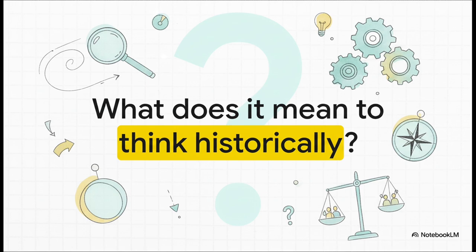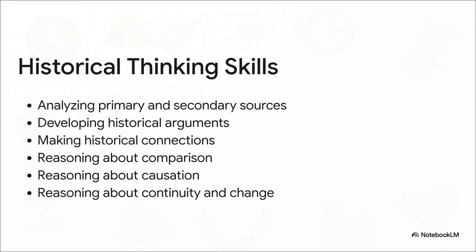It's about developing a powerful set of analytical lenses that let you look at the past and interpret it in a sophisticated way. This right here, this is your historian's toolkit. These are the actual skills you need to master. Can you look at a primary source and figure out its perspective, its purpose, its bias? Can you build a solid argument and back it up with evidence?